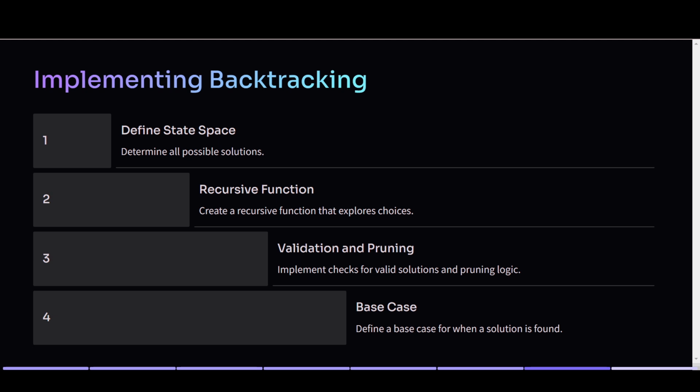Last but not least, we have implementing backtracking, where first we define the state space to determine all possible solutions, and then we have a recursive function that explores choices. And then we have validation and pruning. In there, we implement checks for valid solutions and pruning logic. And last but not least is the base case, where we define a base case for when a solution is found.